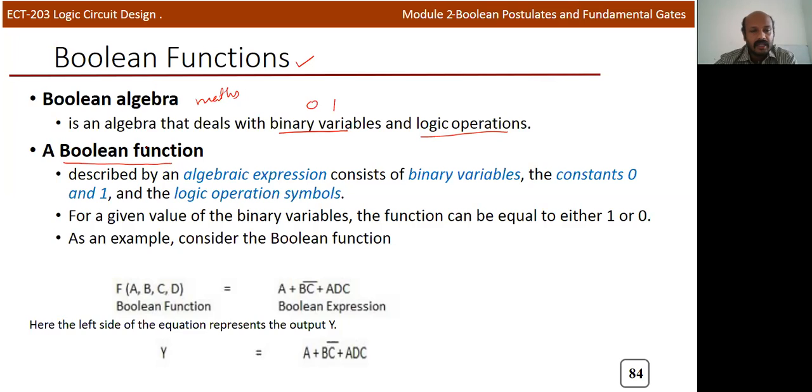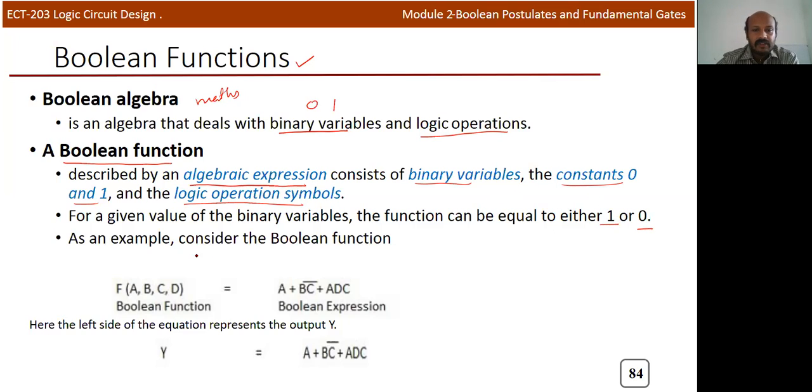Now Boolean function. Simply, a Boolean function is an algebraic expression that consists of binary variables. It can also contain the two constants 0 and 1, and the logical operation symbols. If you take any Boolean function, it can take only two values, either 1 or 0.